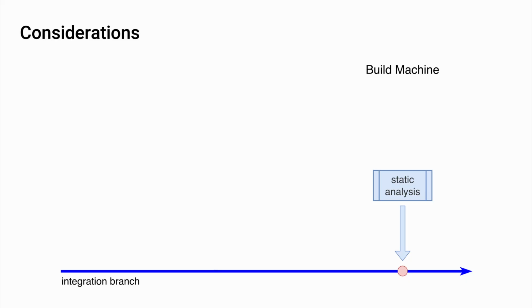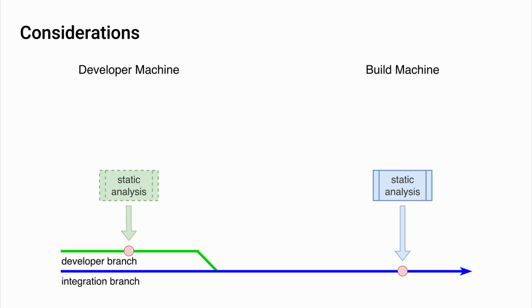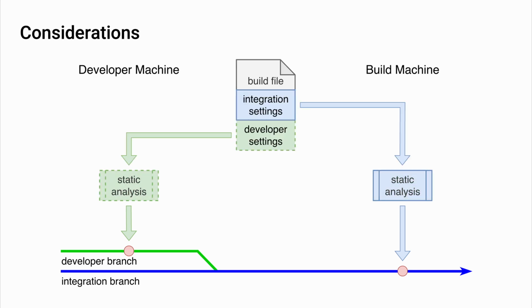The final aspect for consideration is the duality presented in the established settings activity. We don't simply have static analysis running on the build machine against the integration branch. We have the case where we're using static analysis against the developer branch on the developer's machine. We may also be using two different static analysis tools, or at least two different sets of settings. We need to ensure that as settings changes are made over time, they don't get out of sync.